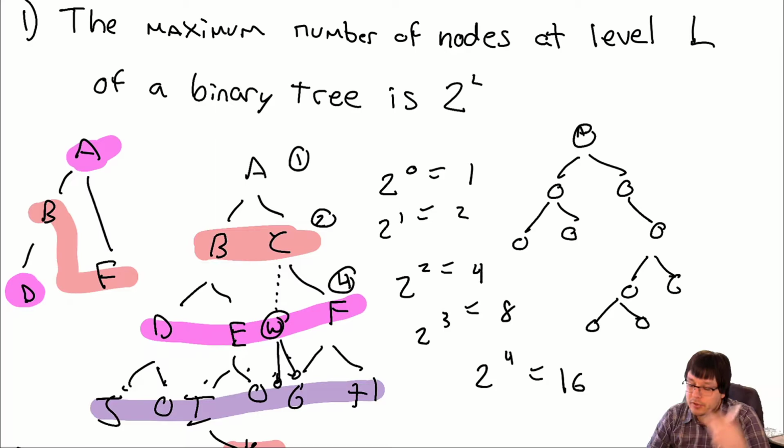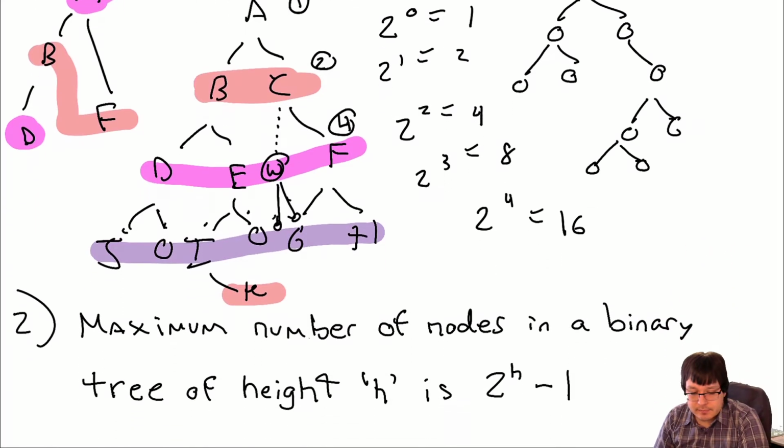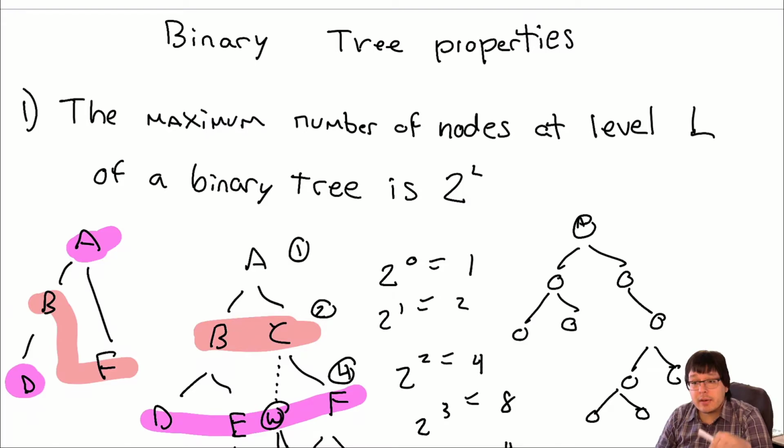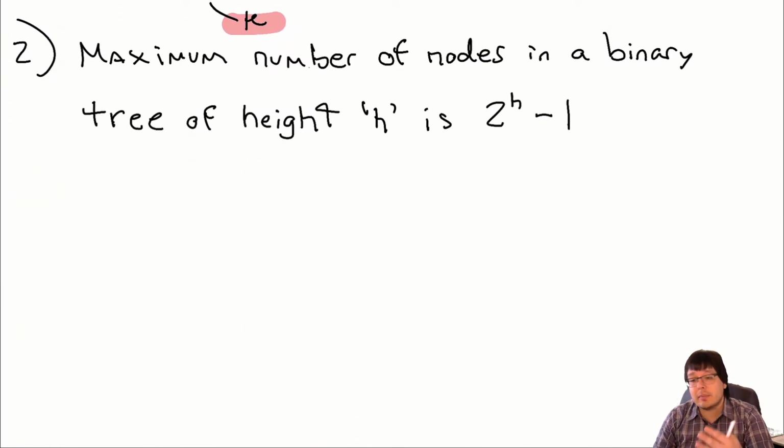Hopefully that makes you start to see how things double each time. The second property is the maximum number of nodes in a binary tree. Before, we were talking about nodes per layer. Now, if this tree has 8 levels, we know that 2 to the 8 is going to give us that level, right?